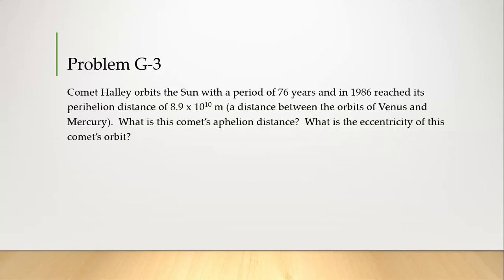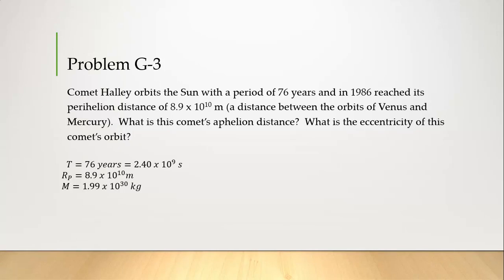So let's look at a quick problem dealing with some things with an elliptical orbit. And I picked Comet Halley, or Halley's Comet, and it orbits the sun with a period of 76 years. This happens to be one of the more well-known comets that we know, 76 years, because, well, we've seen it so many times in history, and it's actually one of the ones that prove that comets are in orbit around the sun. So it reaches perihelion distance of 8.9 times 10 to the 10th meters, which is the distance between Venus and Mercury in 1986. We want to know what's the comet's aphelion distance and its eccentricity.